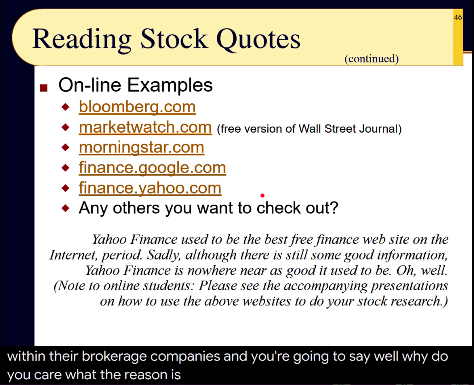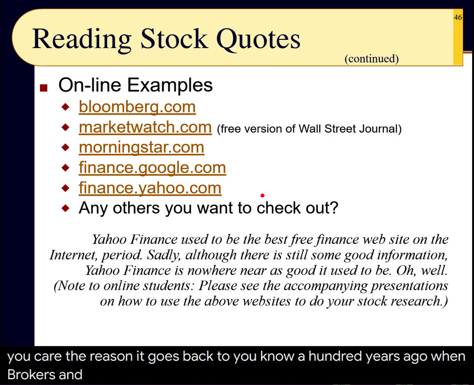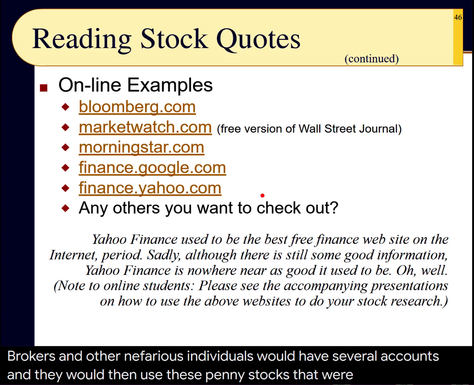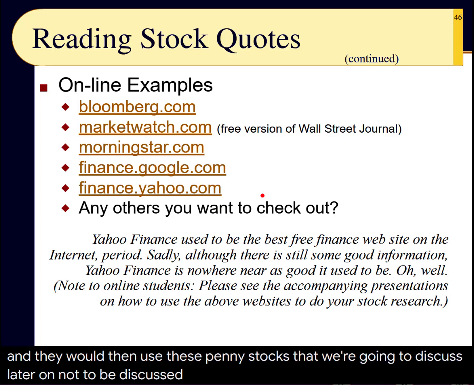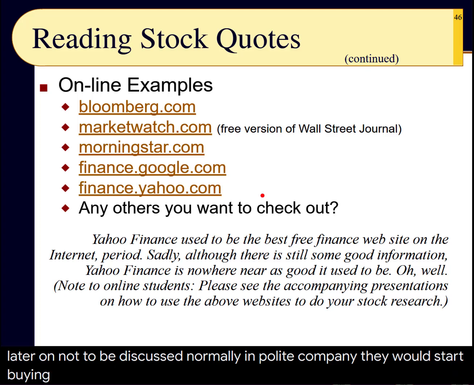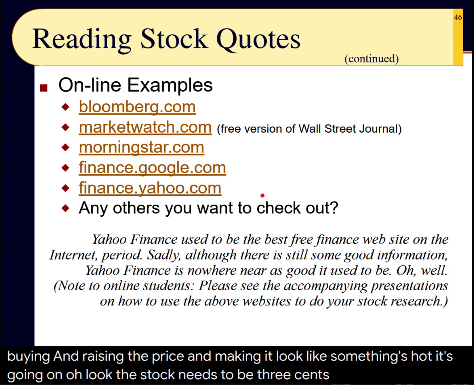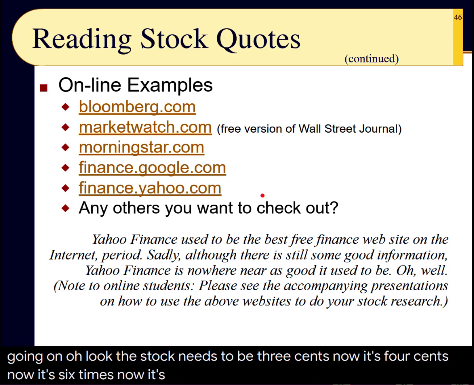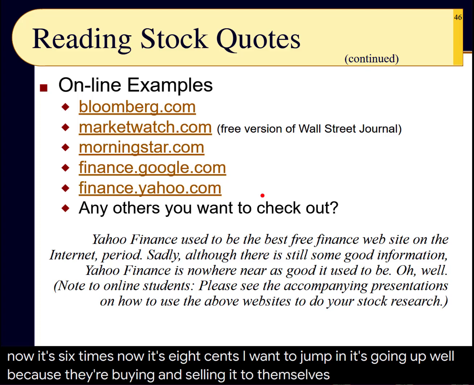The reason goes back 100 years ago, when brokers and other nefarious individuals would have several accounts, and they would then use these penny stocks that we're going to discuss later on, not to be discussed normally in polite company. They would start buying and selling these penny stocks to themselves and raising the price and making it look like something hot's going on. Oh, look, this stock used to be 3 cents. Now it's 4 cents. Now it's 6 cents. Now it's 8 cents. I want to jump in. It's going up. Well, because they're buying and selling it to themselves.